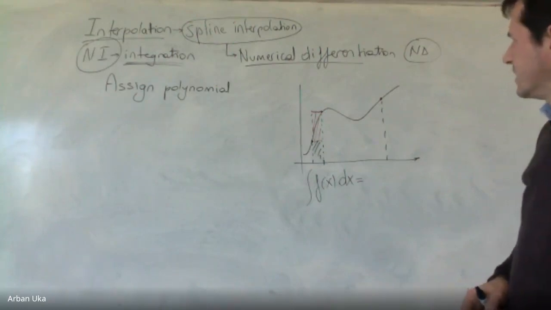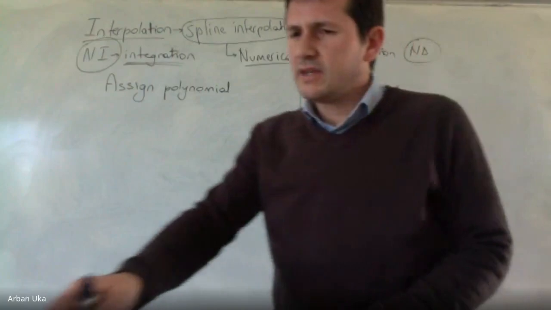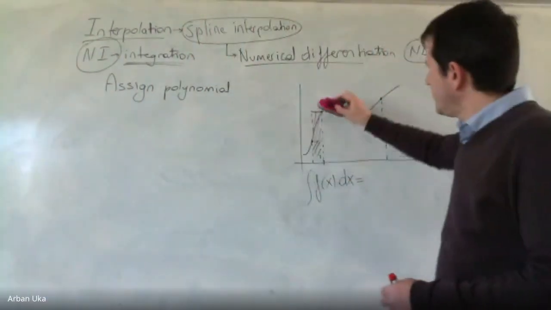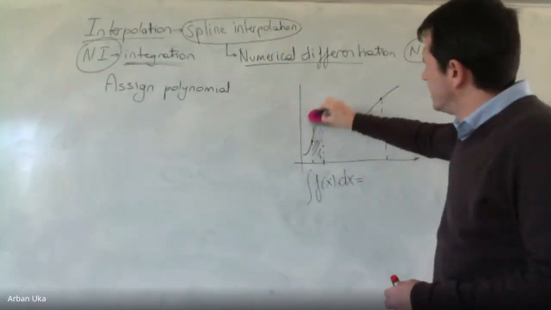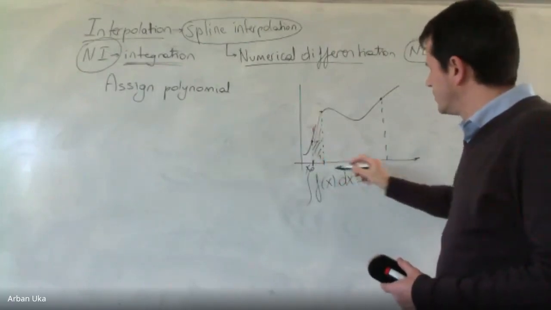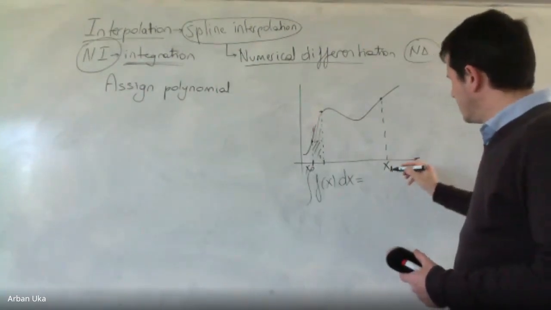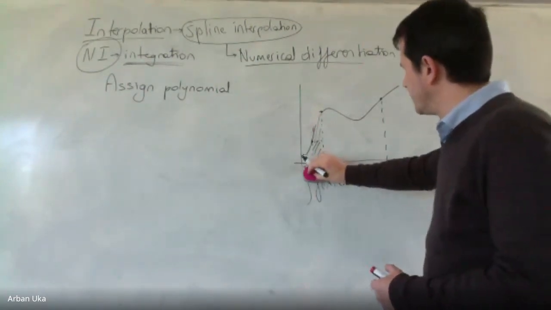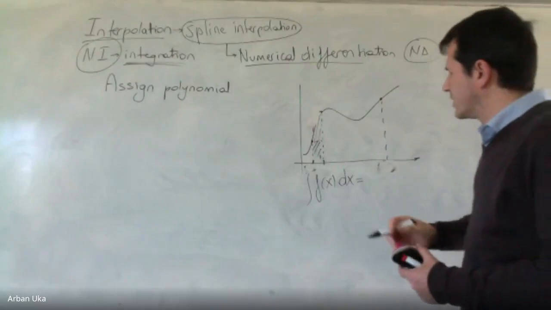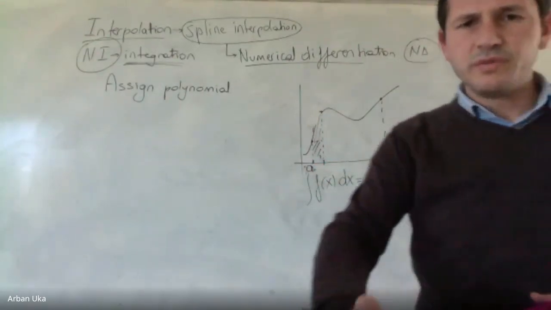Now, let's assume that we want to find the integral of this function from this point here, x0 to xn, or x1. Or let's call this a to b. So let's assume that we want to find the integral from a to b.